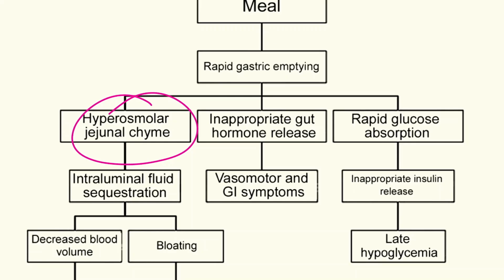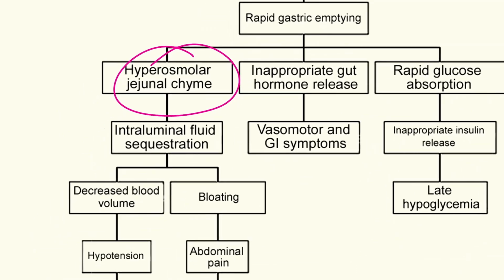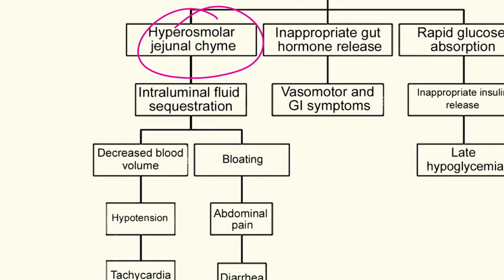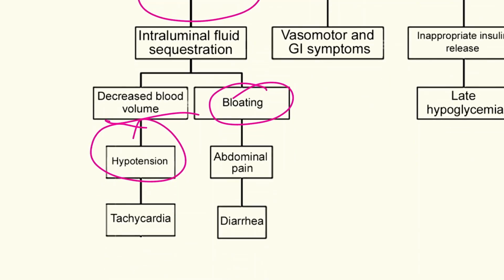So we get intraluminal fluid sequestration. The fluid starts to go into your intestines. What does that cause? Bloating and decreased blood volume, because all this fluid should be in the blood, but now it's being dumped out of the blood into the intestines. So you get decreased blood volume, leading to hypotension. And hypotension will lead to tachycardia, to bring your cardiac output back up again. The bloating causes abdominal pain, which will then lead to diarrhea.